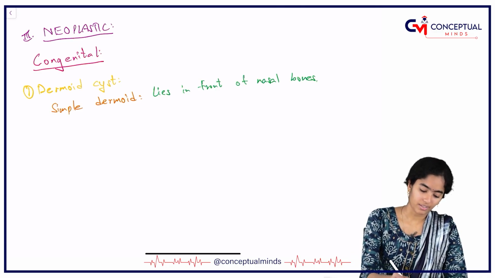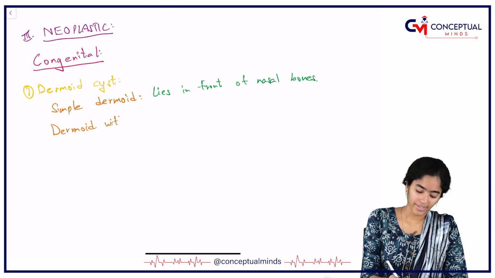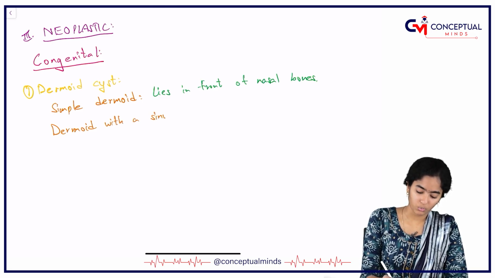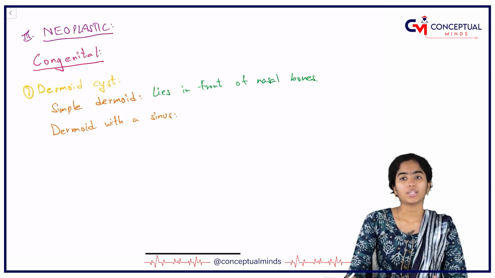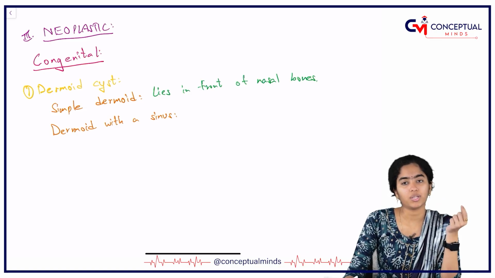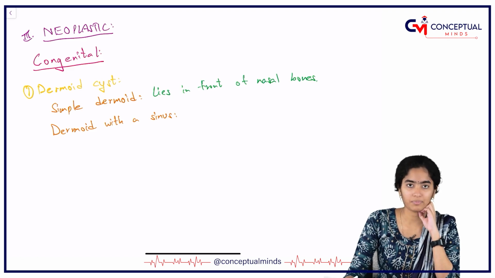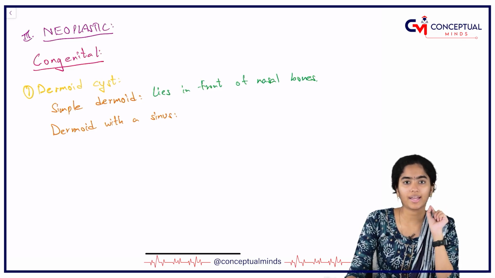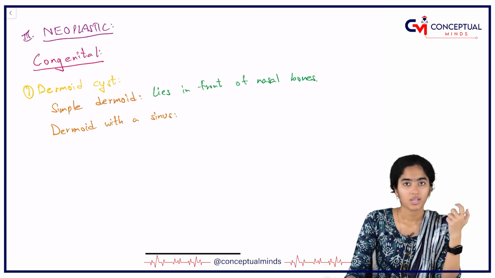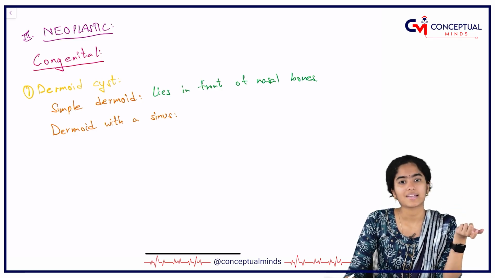Next category we have a dermoid with a sinus. Dermoid with a sinus will communicate with the external environment. These are seen in infants and children. On the external surface, on examination, you can see a pit or a sinus in the midline, on the dorsum of the nose. You can either see it as a pit or a sinus, or even a small hair could be protruding through that opening. So a hair in this area, if it's protruding outside, should give you a suspicion of a dermoid with sinus.